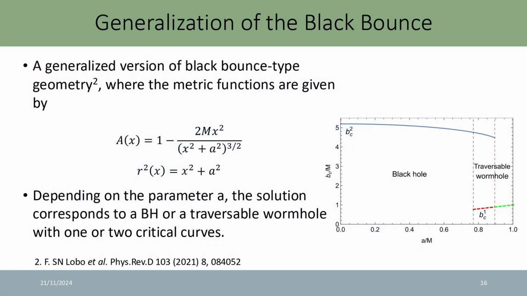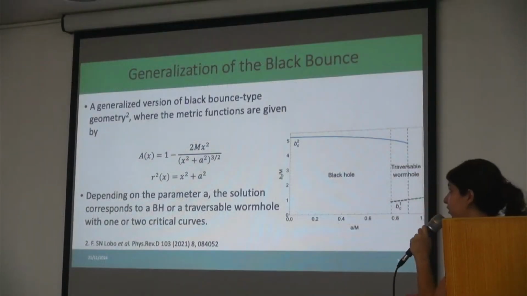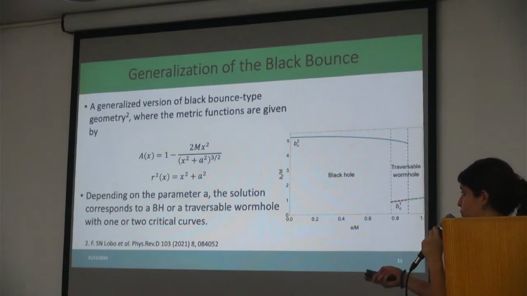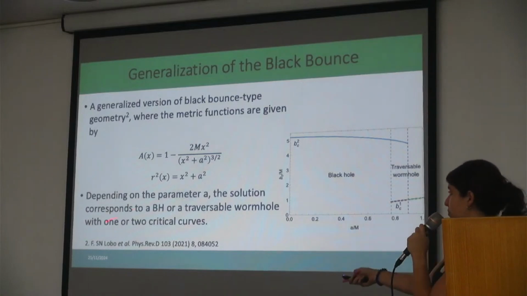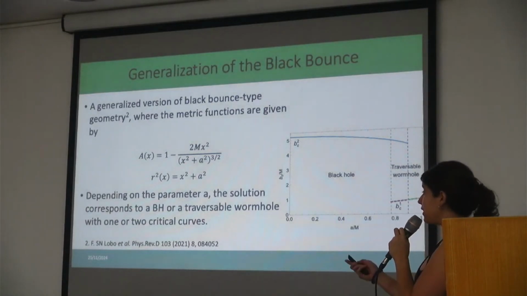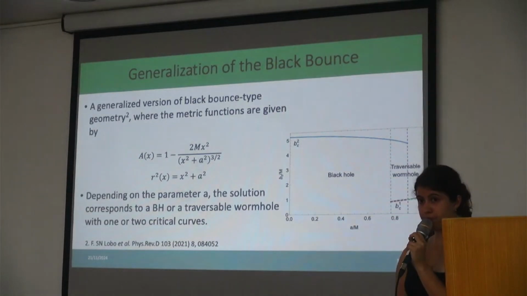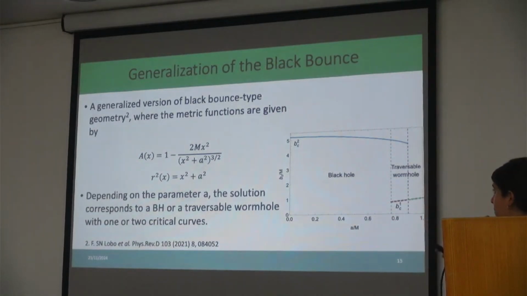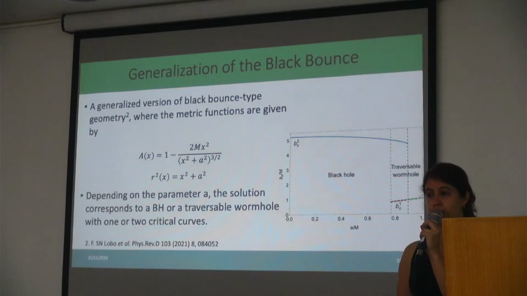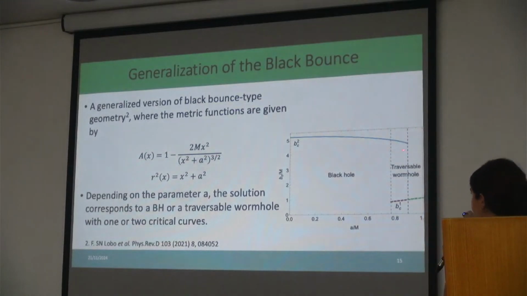So some months later, an extension or generalization of this appeared. This is the generalized black bounce, which was again with Simpson and Visser, and some people from Lisbon. In this case, the metric is now different. Depending on the parameter a, we can have a black hole with just one light ring, or traversable wormholes with two or one light ring.